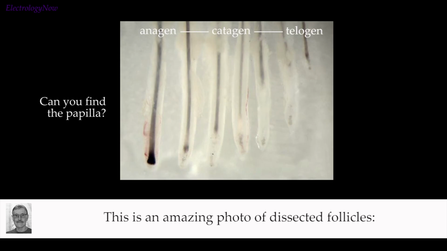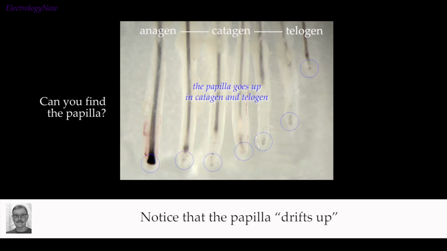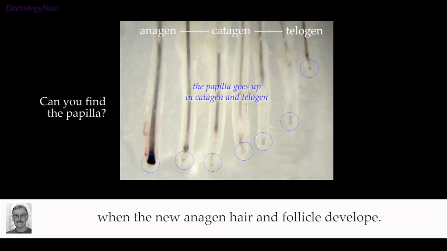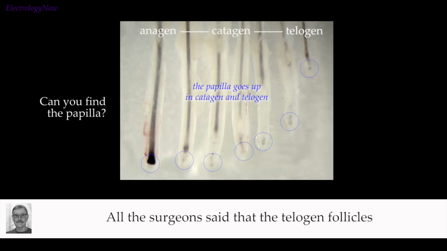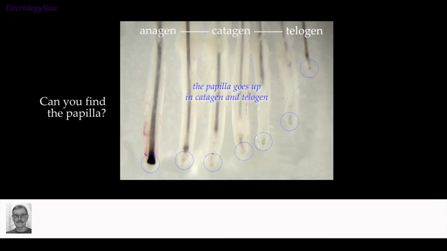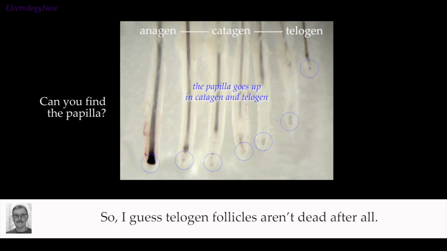This is an amazing photo of dissected follicles, from anagen to telogen. Can you find the papilla? Notice that the papilla drifts up with the catagen and telogen follicle. And likewise, the papilla drifts down, or maybe it's pushed down, when the new anagen follicle develops. All the surgeons said that the telogen follicles are just as viable as the anagen follicles, and they had no problem using them at all. So I guess telogen follicles aren't dead after all.